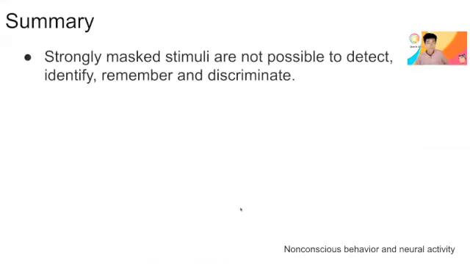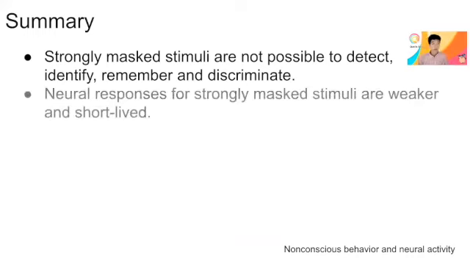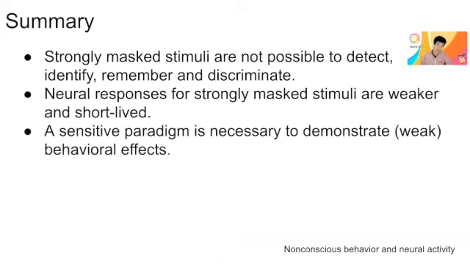So in summary, the Dehaene team has established that strongly masked stimuli are not possible to detect, identify, remember, or discriminate in the behavioral paradigms. However, neural responses to the strongly masked stimuli are observed, yet weaker and short-lived, using fMRI and EEG. And without giving up, they further tested a sensitive paradigm, and demonstrated that this residual brain activity does result in something such as word category priming.